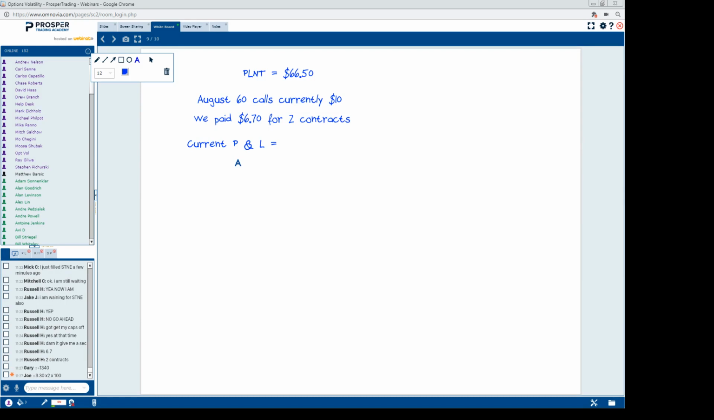Gary, it's definitely not negative. Why would it be negative? We paid $6.70. They're worth $10 right now. Joe's got it right. So the current P&L would be a positive $330 times two contracts times the multiplier of 100, or current P&L of $660.